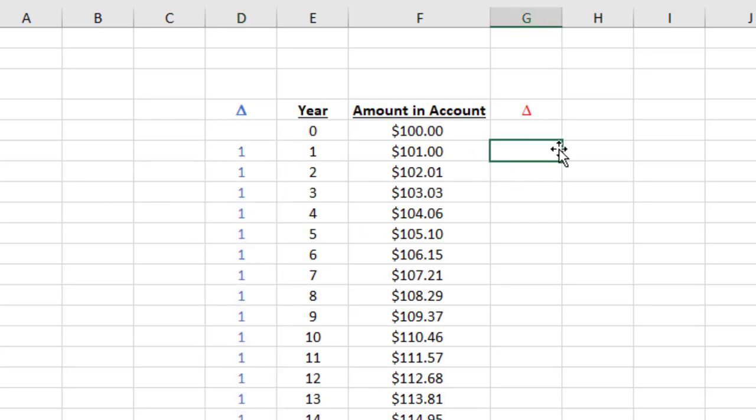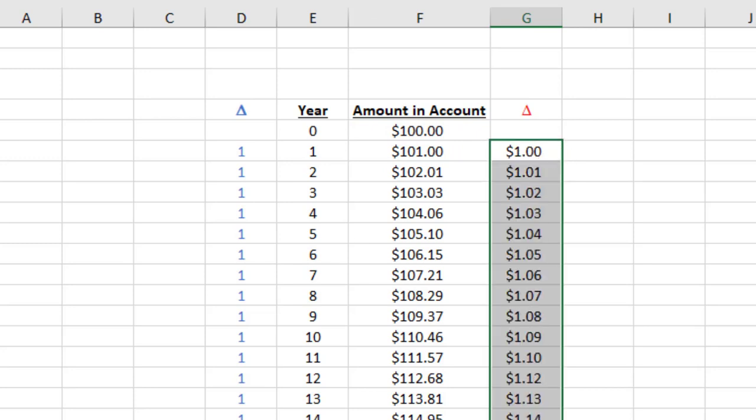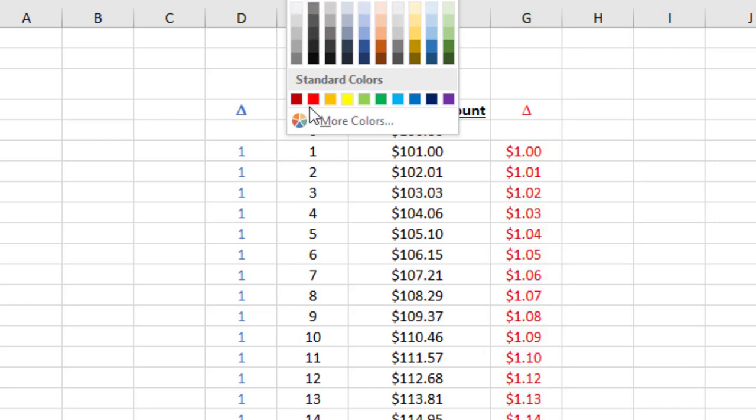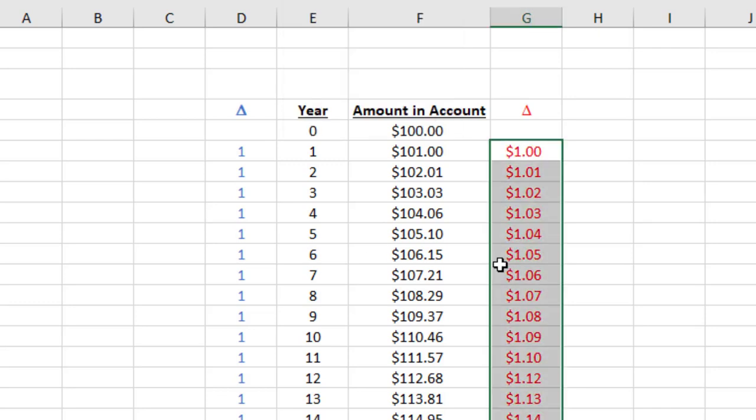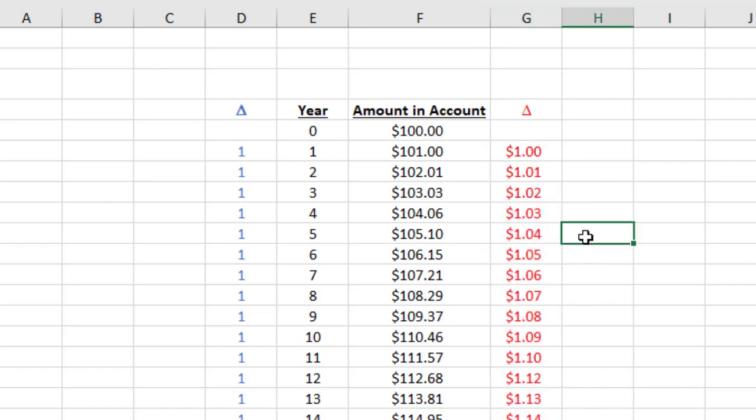But now let's look at the deltas in the amounts in the accounts. So what I'm going to do is go equals that guy minus that guy. So that's my extra dollar. And I'm going to fill this down and color it red. Now what do you notice? What do you notice that's different here than in the linear model?